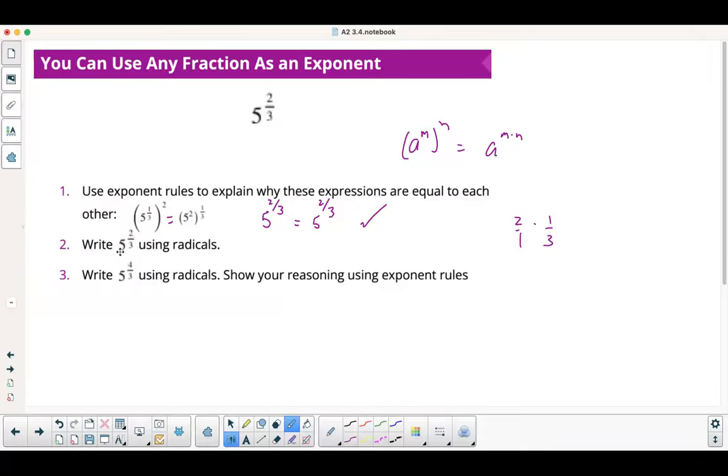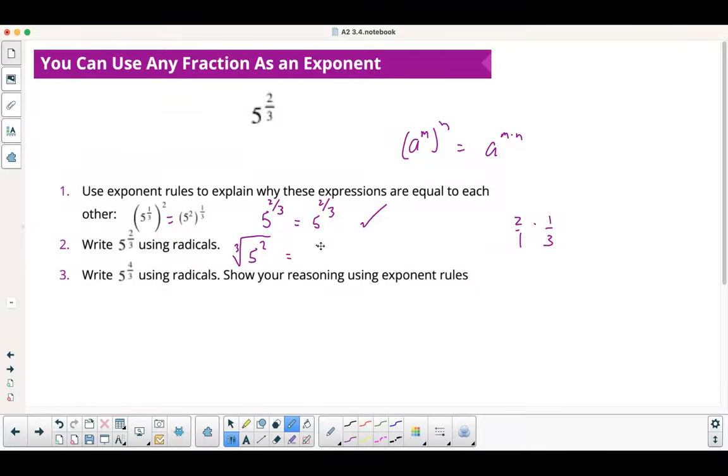So write 5 to the 2/3 using radicals. Okay, so if you already kind of picked up on what I told you from the goal today, it's going to be 5, whoops, I'm sorry, not to the 3rd power. Top number is your power. The bottom number is your root. So I'm going to write this as 5 squared, cubed root.